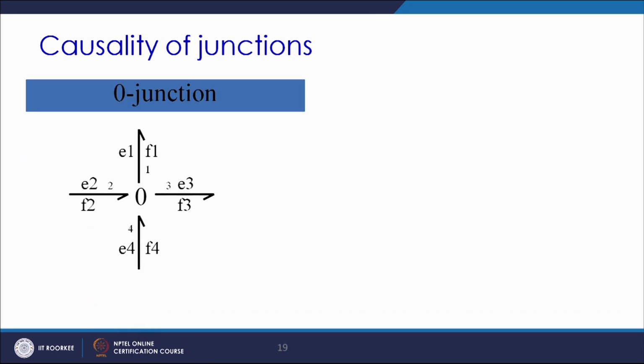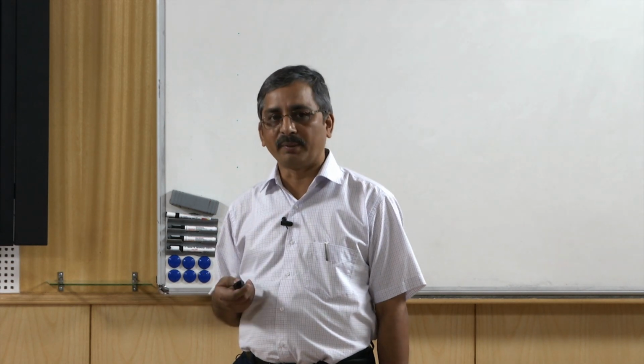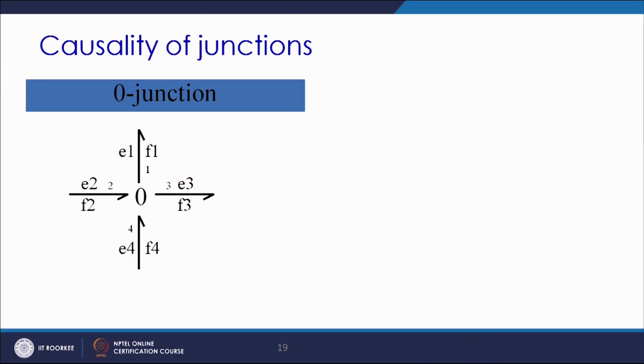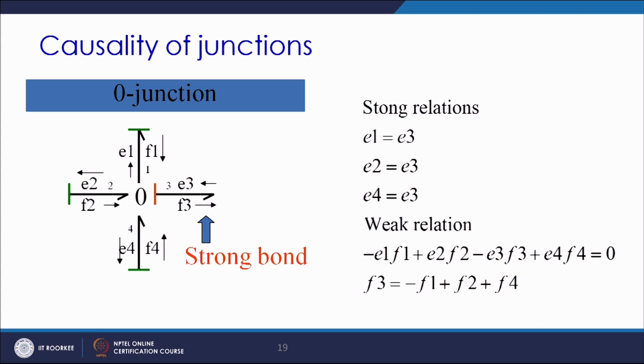Then let us look at the causality of the zero junction. The zero junction is again a constant effort junction. So, the effort information should come from any one of the bonds and all other bonds should have the flow information. In that case this is what the causality is going to be. This bond brings the effort information and the rest of the bonds have the flow information, and this bond we call the strong bond. Again the strong relationship will be the equality of the efforts, and the weak relationship will be the relationship among the flow variables, which will come from the conservation of power equation.